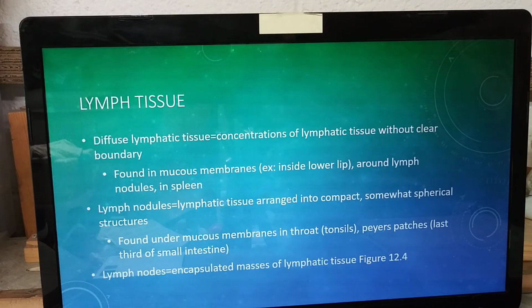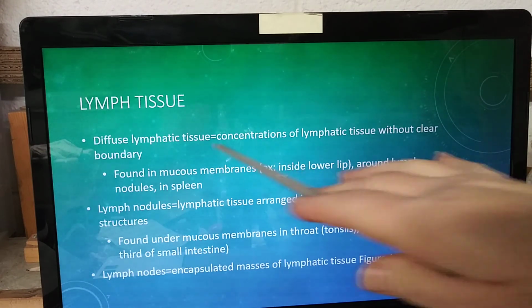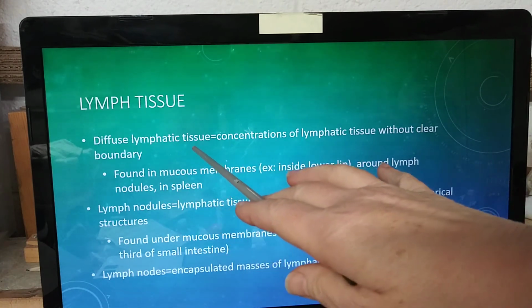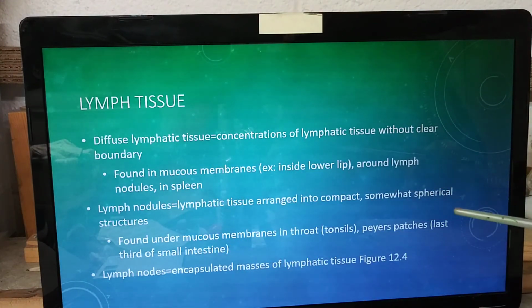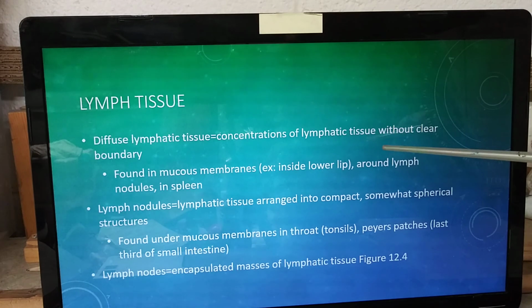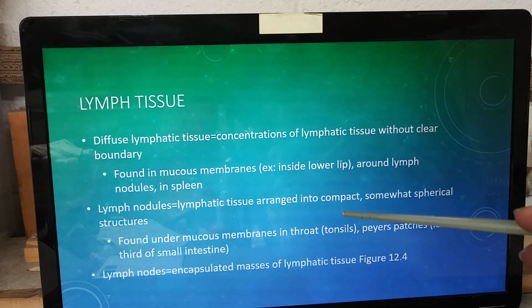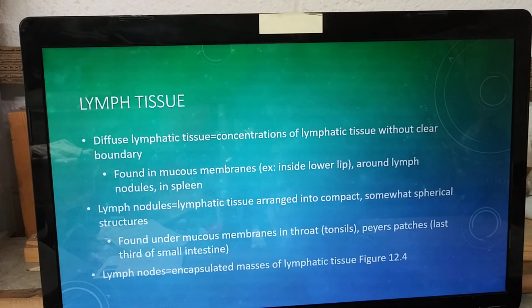Back to lymphatic tissue. So we have a couple different kinds that we need to talk about. The first is the diffuse lymphatic tissue, and this would be concentrations of lymphatic tissue that does not have a clear boundary. It's found in your mucous membranes. A good example is inside your lower lip, around the lymph nodules, inside the spleen.